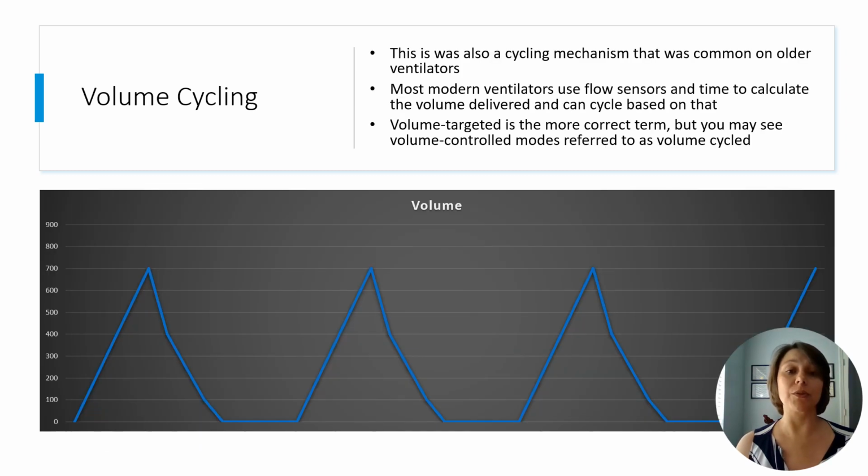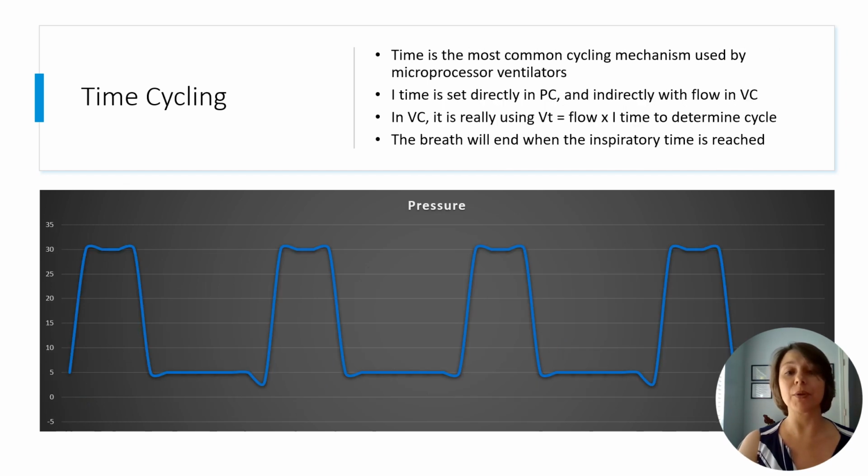Volume cycling was also something that was typically done with older ventilators. Most modern ventilators use flow sensors and then time to calculate the volume delivered, and then it cycles based on that. Volume targeted is the more correct term, but you may see volume controlled ventilation referred to as volume cycled. Time is really the most common cycling mechanism used by today's microprocessor ventilators.